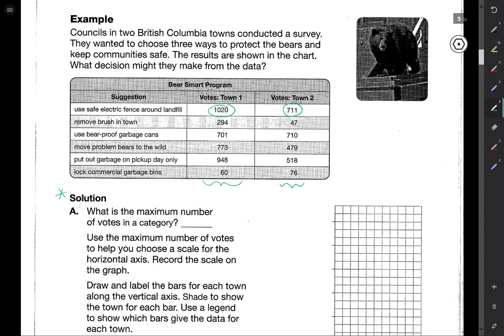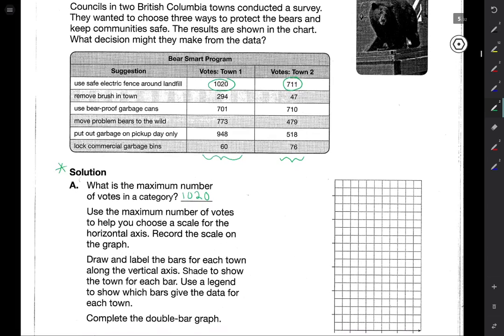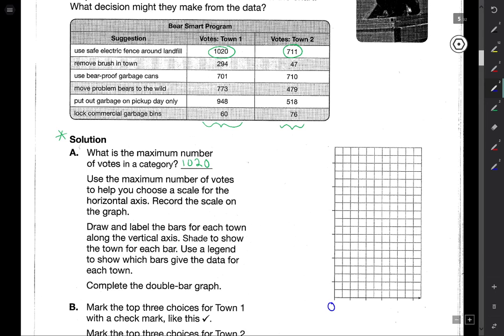So the maximum number of votes in a category is 1020. That's the most that appear in one of the categories. So now we have to use this maximum number of votes to help us choose a scale for the horizontal axis. Our axis always starts at 0, and we need to choose a scale or an interval to jump up by on each of these little points here that will eventually reach 1020 on our graph, so we're able to display all the data.